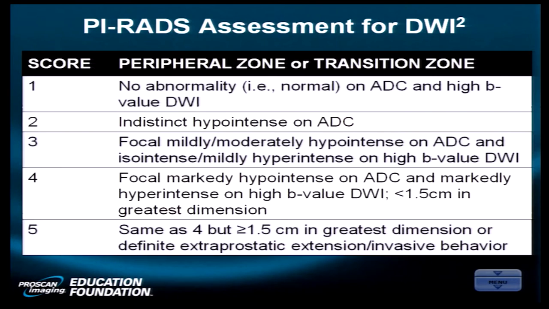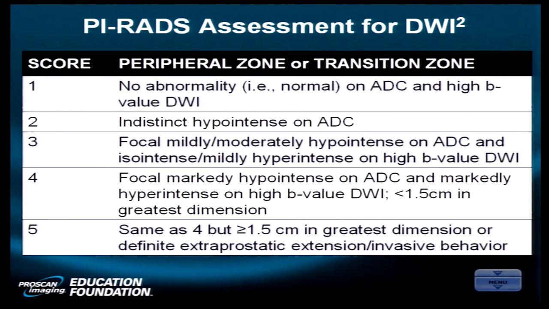So on the ADC map, if you have velocities that are very restricted, the signal is now going to be the opposite of the DWI image. The map is going to be low. And believe it or not, sometimes the parametric map will be positive, but the DWI is negative. So you absolutely have to have them both, and you have to look at them both.